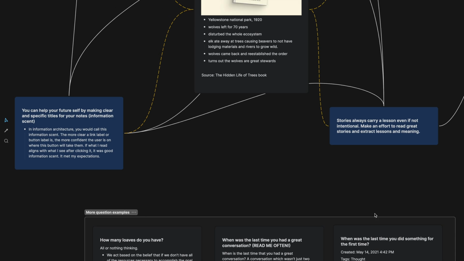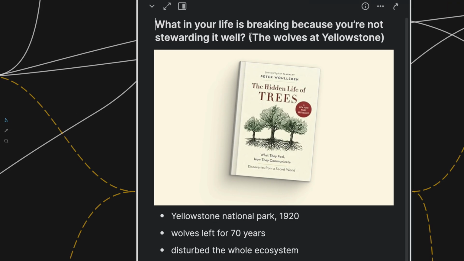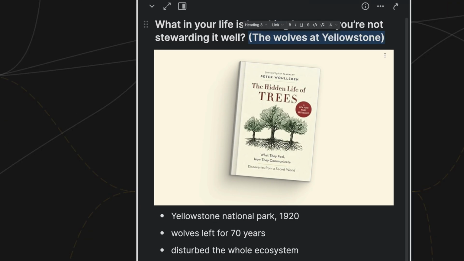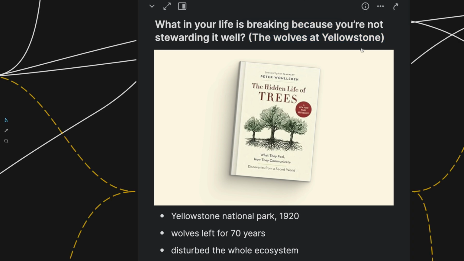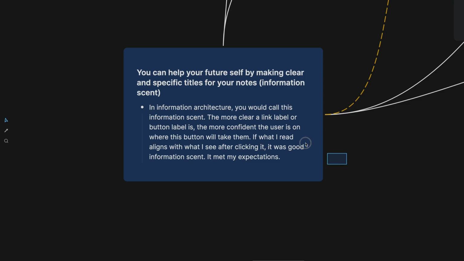The one thing that I did want to point out here is that I added in parentheses, I mentioned this earlier, but the wolves at Yellowstone in the title of the note. So without actually having to go into the note, I can read the title and instantly be reminded of why I wrote this question and what the context was. I could go into the note and read through it, but I probably would remember this story of the wolves at Yellowstone. Now that leads to my next point.